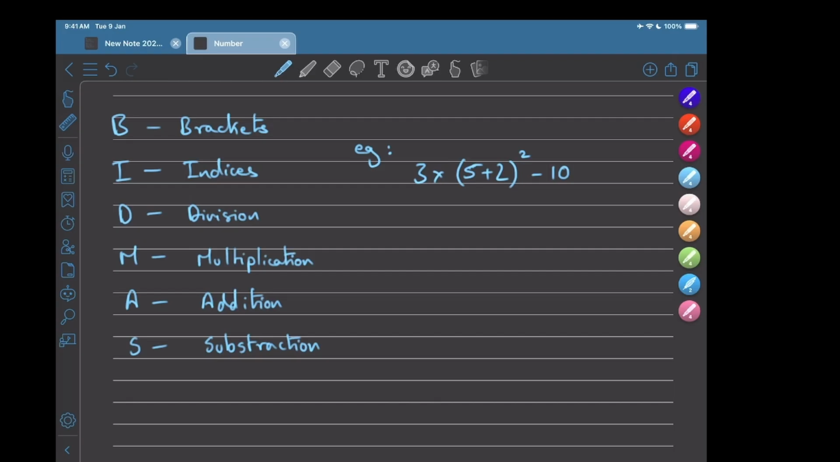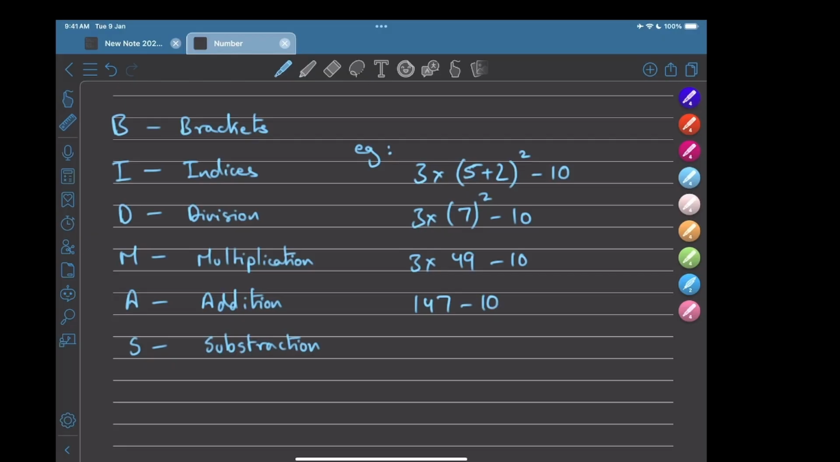As we can see, the brackets come first, so we solve what is inside the brackets first. So 3 into 7 squared minus 10. Then we need to do the indices, which is over here. So 3 into 7 sevens are 49, minus 10. Now, what is the next thing? Division. We don't have division. What is the next after division? Multiplication. So when we do multiplication, 3 into 49, that's 147 minus 10.